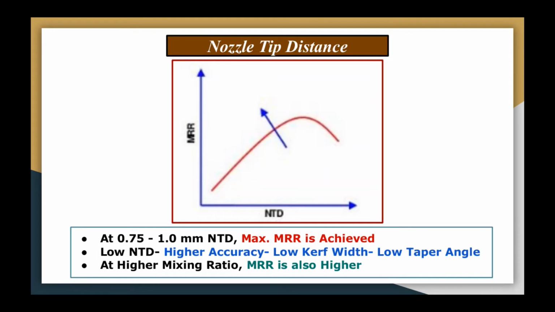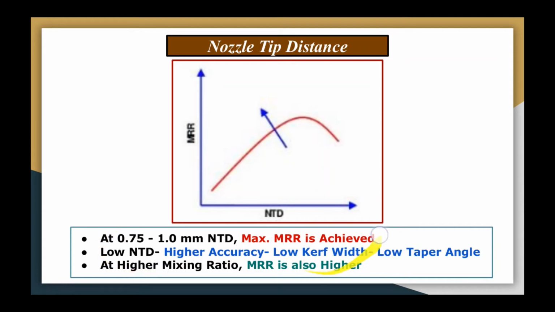Now if the nozzle tip distance is low, you will get higher accuracy. That means the gap between the bottom of the nozzle and the top surface of the workpiece is small, then you get more or less reproduction of the shape of the nozzle cross section on the workpiece surface. So you get low kerf width, the kerf width reduces, and low taper angle also. So this is the effect of the nozzle tip distance. You'll get higher accuracy at low NTD.